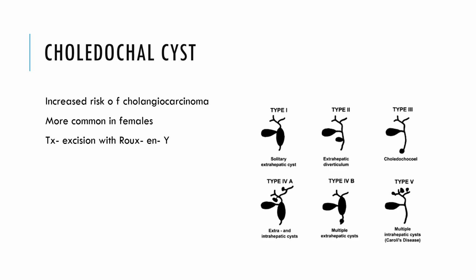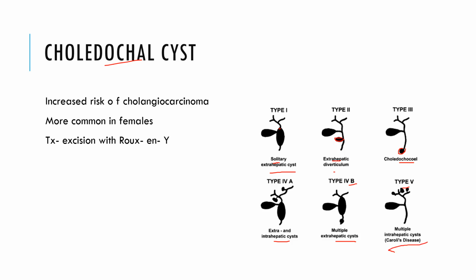Coming to choledochal cyst, choledocho means duct. So cyst means there is cystic dilatation of the bile duct, and there are so many types. Type 1 means there is only an extrahepatic cyst. Type 2 means there is an extrahepatic diverticulum. Type 3 means there is a choledochocele. Type 4A means both extra and intrahepatic cysts. 4B means multiple extrahepatic cysts. Type 5 is multiple intrahepatic cysts, which is called Caroli's disease.